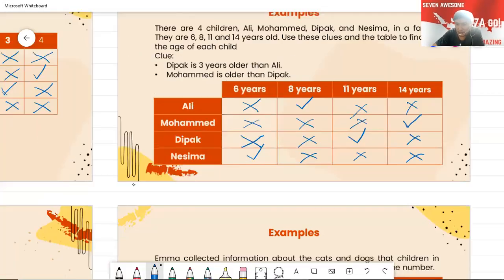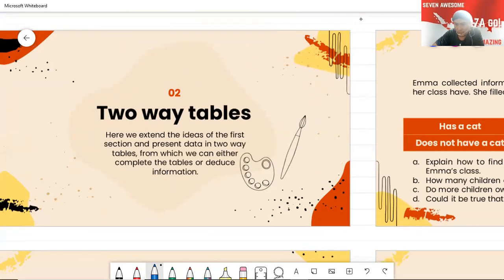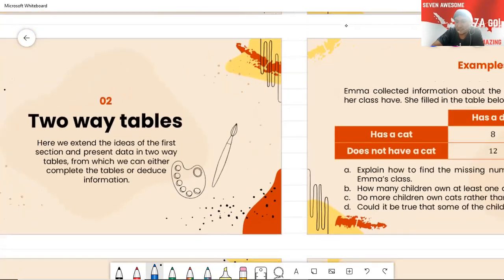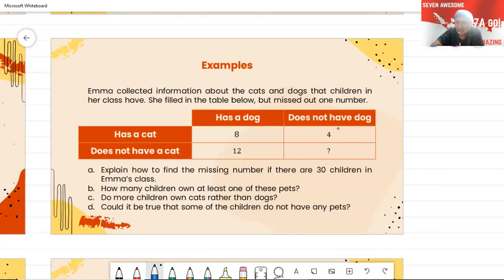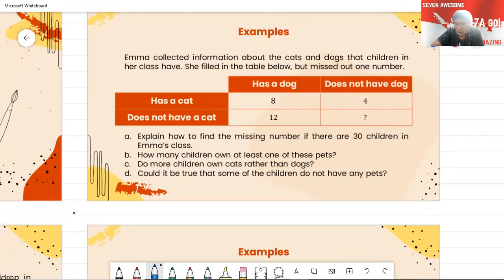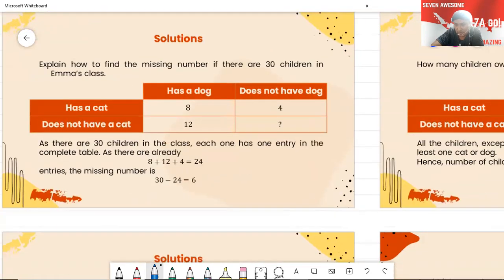Now let's continue with this two-way tables. Now today, in this case, we extend the ideas of the first section. Now, let's check this out. For example, Emma collected information about the cats and dogs that the children in her class have. She filled in the table below, but missed out one number. What should Emma do to do this? Now, this one, okay.